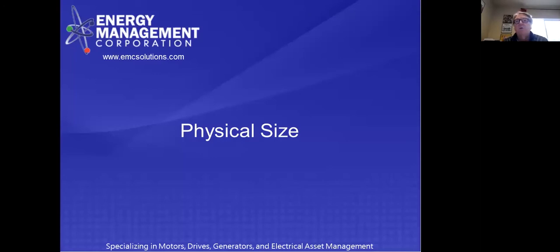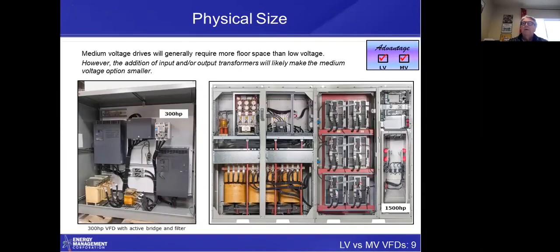Physical size, which one's bigger? Well, here, I have actually given the advantage to both. And that depends upon what you have to have there. For instance, here's a low voltage drive on the left. We have an active converter on that one and a medium voltage drive on the right. But if you have to have harmonic filters, sine wave output filters, step down transformers, it is very possible that a medium voltage drive could be smaller than a low voltage one. But in most cases, medium voltage drives are certainly going to have a significant footprint.